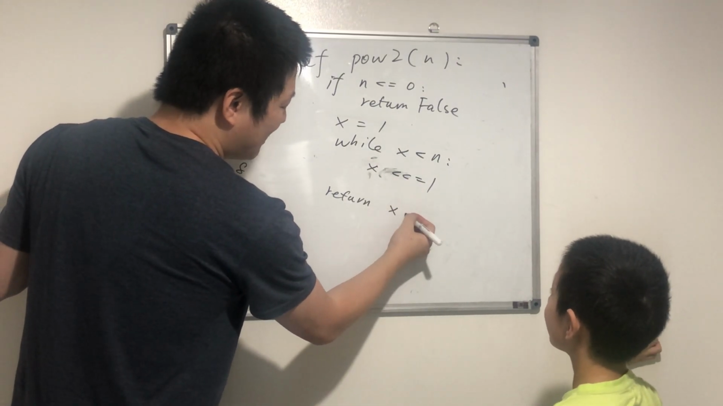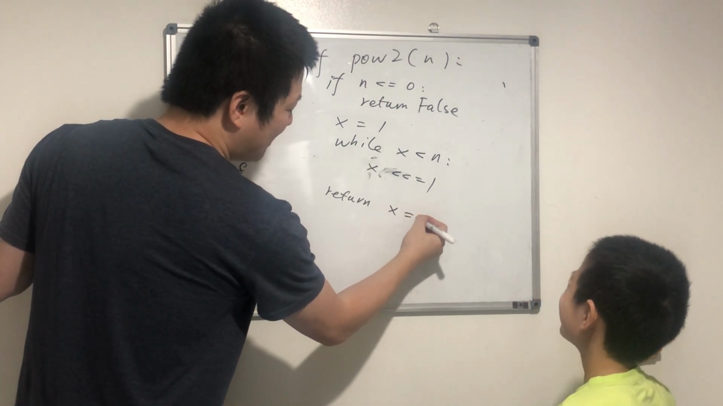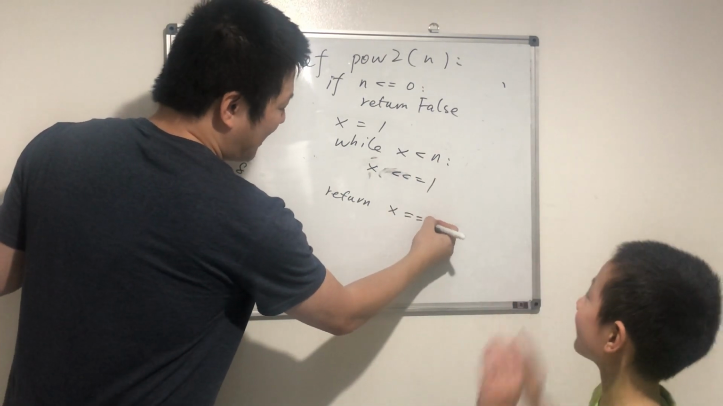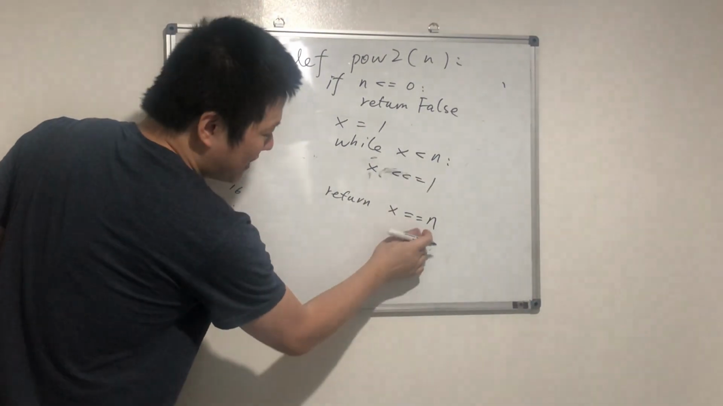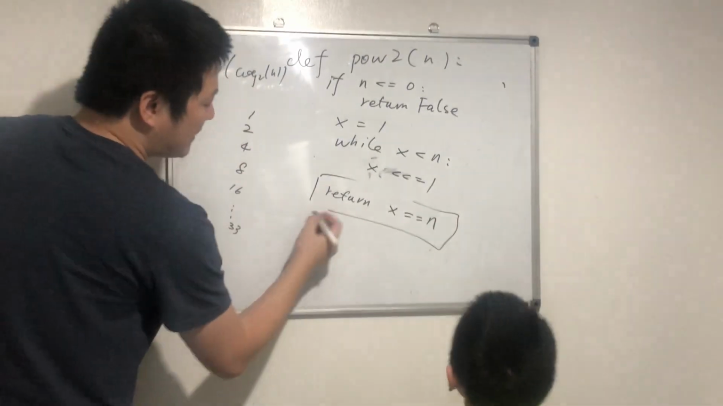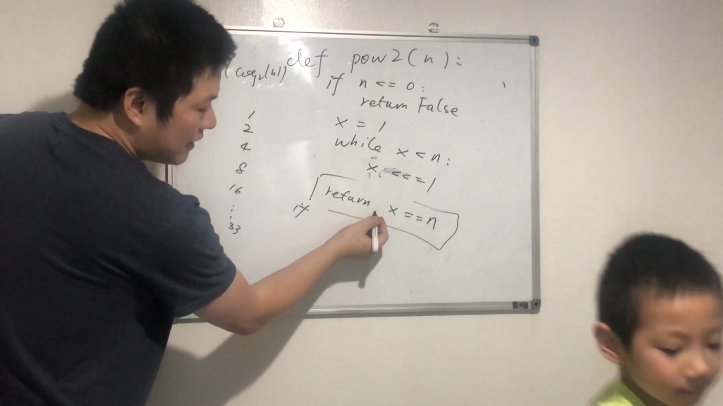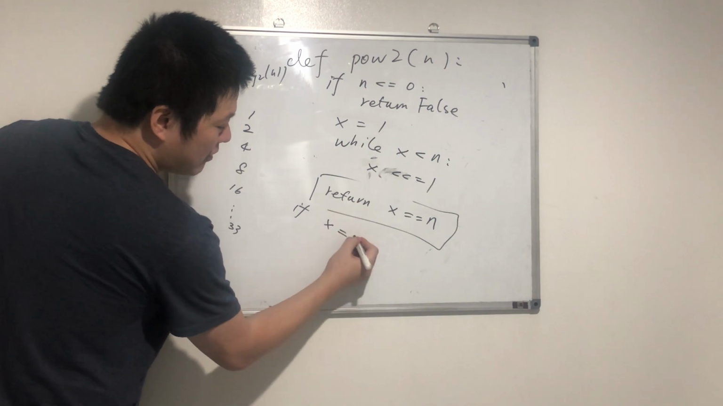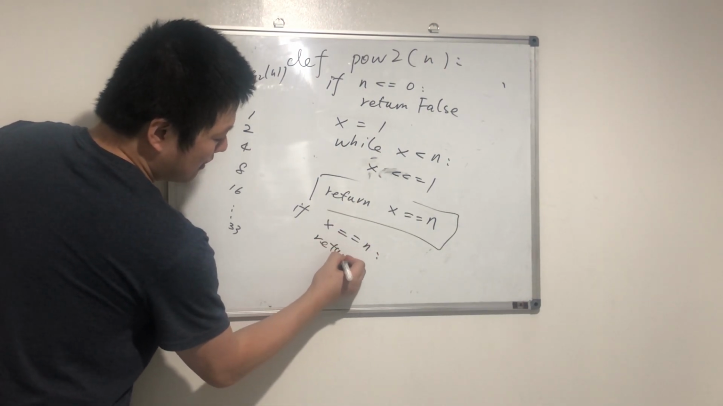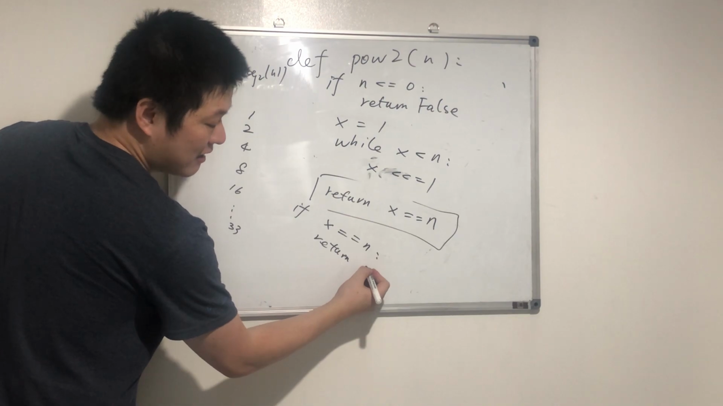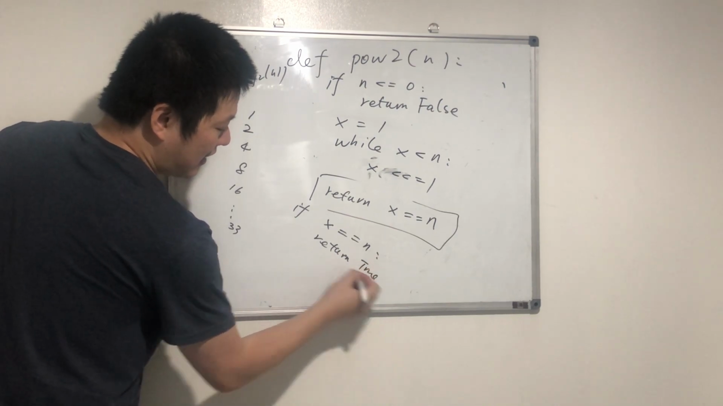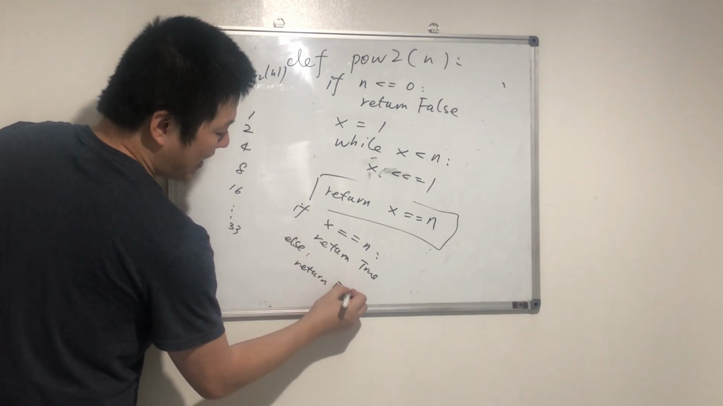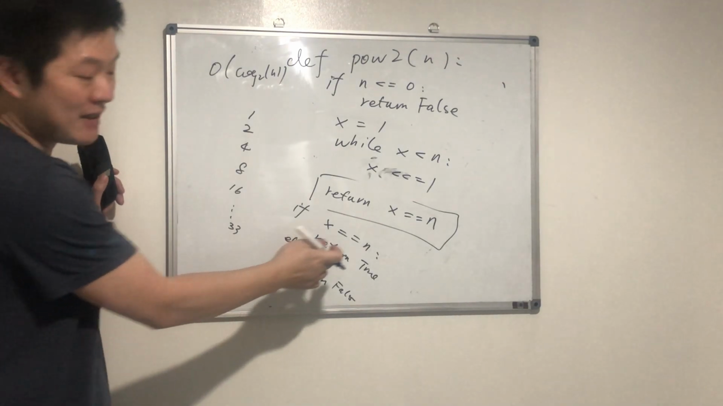x double equal, and then equal what? 1? No. n. n, come on. Look, this thing, double equal, is the same as if x equals n, return what? Return true. Else, return what? False. This is the same thing, you see?